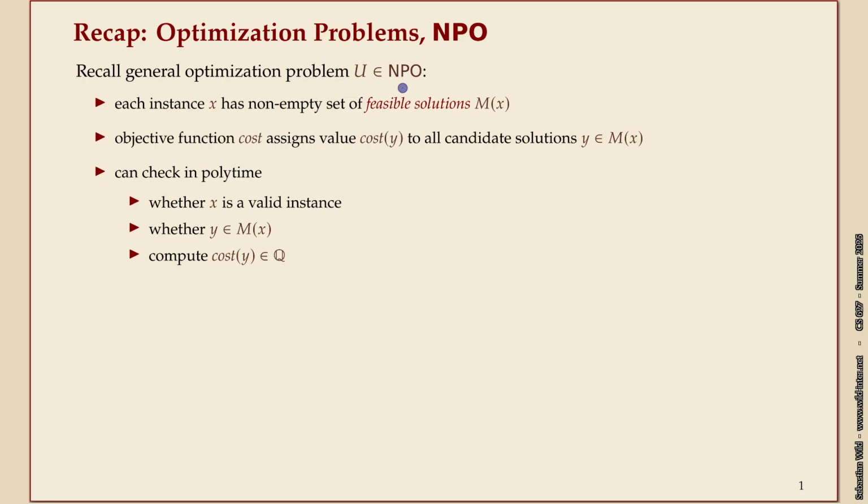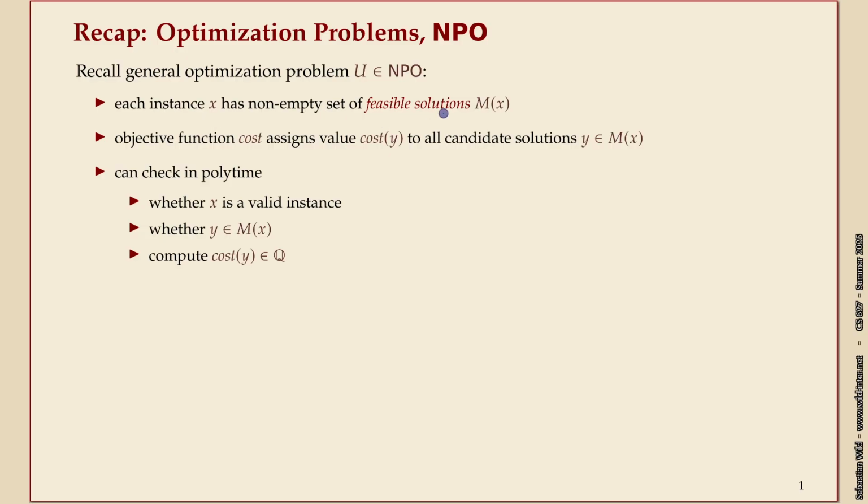We had this class of NP optimization problems. And a problem U is, as you see, we'll see the components in a second. It's a collection of instances, concrete instances. So U could be the problem vertex cover. A concrete instance could be a specific graph.